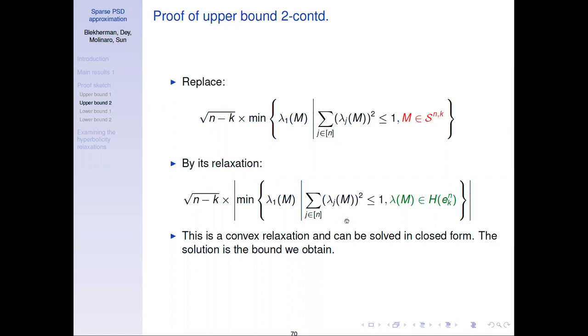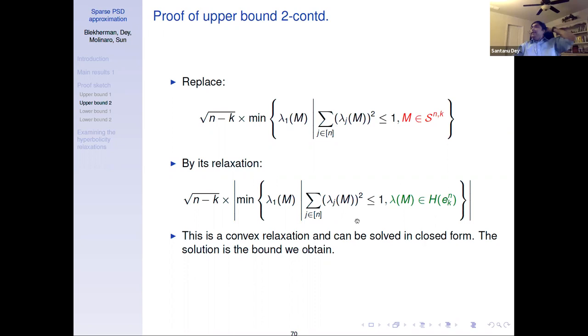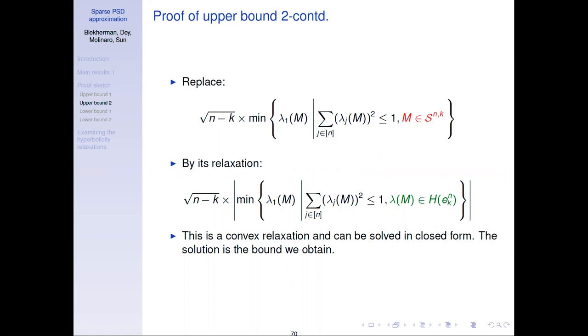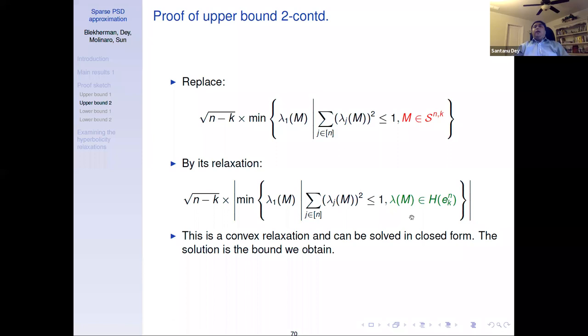Thank you. So I was just wondering, what is known about the complexity of testing membership in S_{n,k}? It is NP-hard. Basically, it is equivalent to solving the sparse PCA problem, which says: given a PSD matrix, find a k-by-k submatrix whose largest eigenvalue is maximized. That is polynomially equivalent to checking membership.